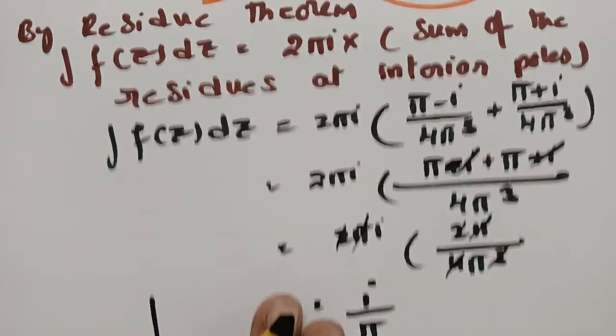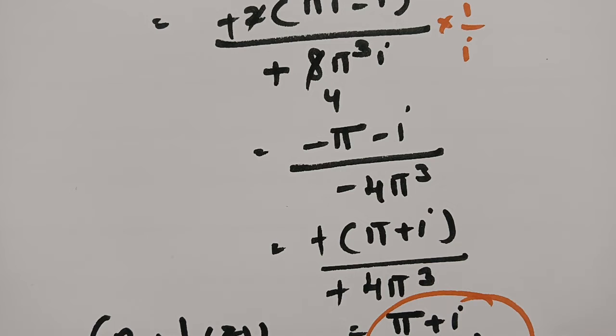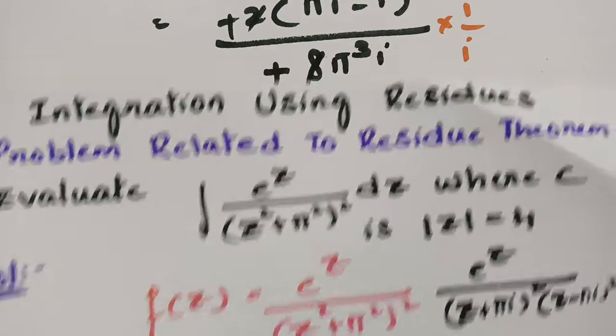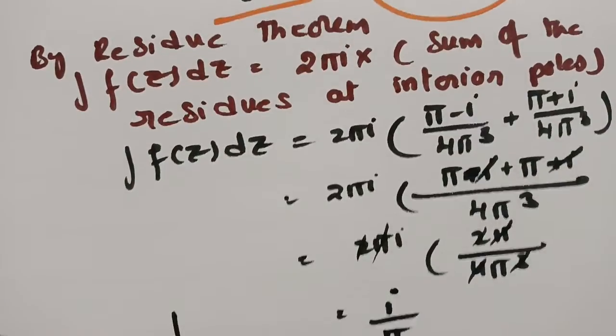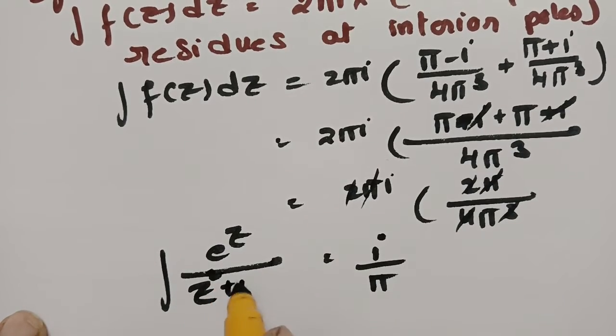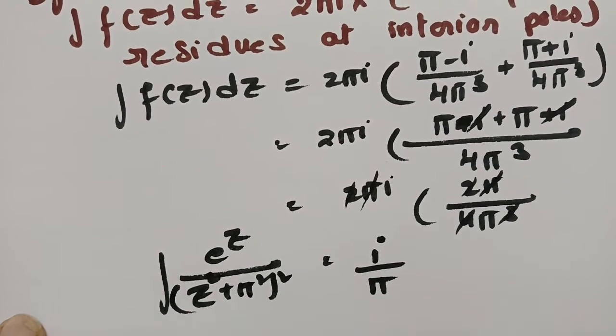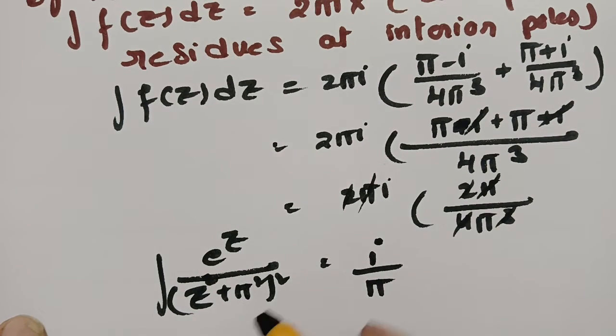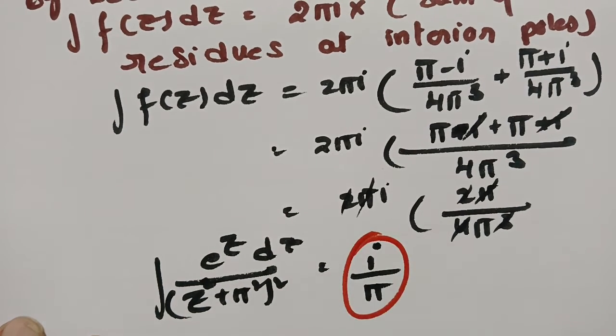So what is f of z here? f of z is e power z by z square plus pi square whole square. So for the integral of e power z by z square plus pi square whole square dz, the value is nothing but I by pi. So this is the final answer, and let me explain it once more.